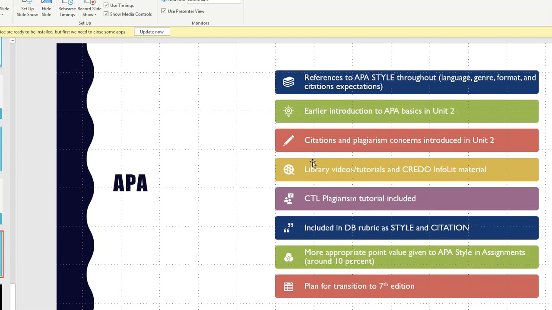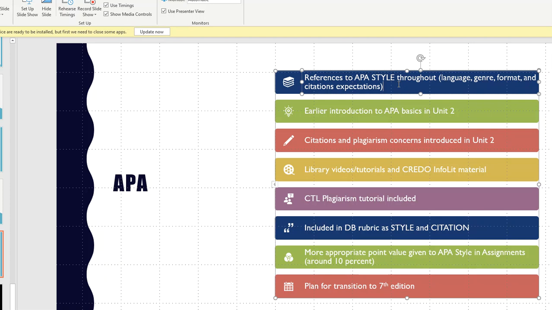But the thing that we're going to focus on, not only throughout the course, but also in the rubrics, is the term APA style. So you'll see in the rubrics that students are not just asked to cite sources, but also to use language appropriate to audience and purpose and situation. So all of those things like grammar, language, genre, format, and citations are blended all into one rubric category, APA style. And you'll also see that it is a little bit more aligned with its value point system. So about 10% of any assignment is going to be APA style.